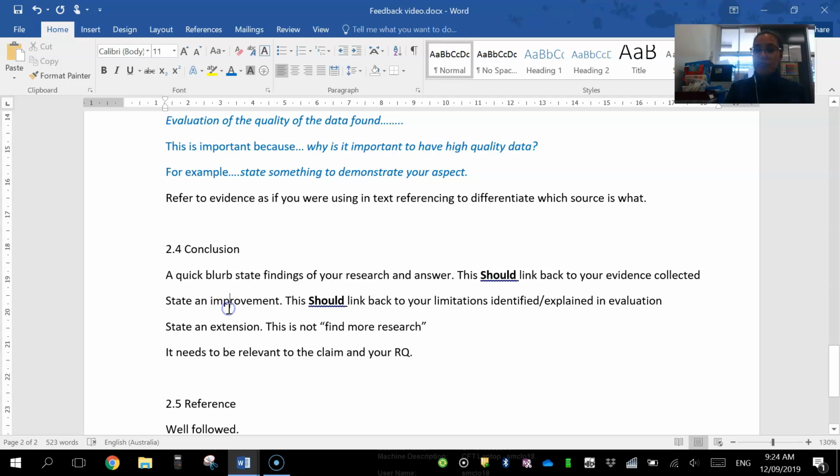Oh, and an improvement is not finding more research. You should be doing that because this is a research task. Your improvement has to link back to that limitation. So if you're saying about currency, like, you know, the data that was collected in 2010, not published, there's a difference, then that would be an issue. So an improvement would be to collect information or locate studies from after 2010 to see if it has been updated or see if there's been improvements in that research. And then how that links to the claim and the research question. So, sorry, this extension needs to link back.